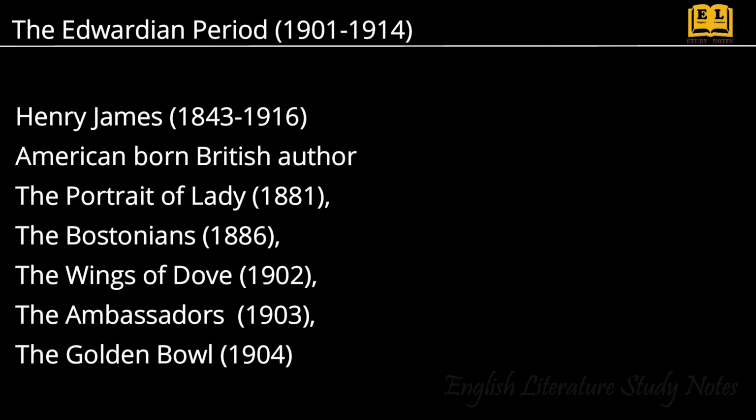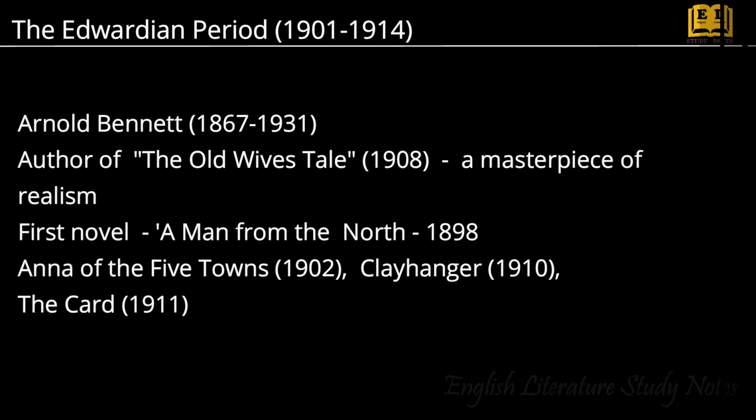Henry James was an American-born British author. He is well known for his works like The Portrait of a Lady, The Bostonians, The Wings of the Dove, The Ambassadors, The Golden Bowl, etc. Arnold Bennett was one of the remarkable literary figures of his time. He was the author of The Old Wives' Tale, a masterpiece of realism. He published his first novel, A Man from the North, in 1898. This was followed by Anna of the Five Towns, Clayhanger, The Card, etc.